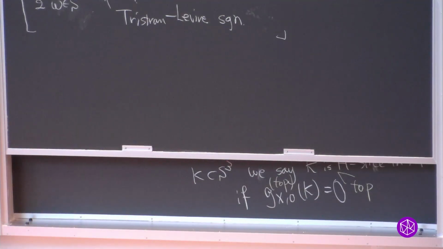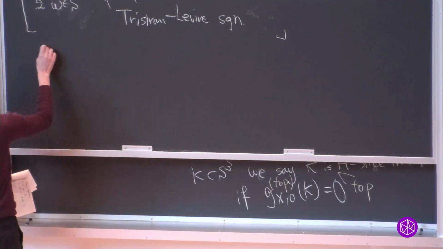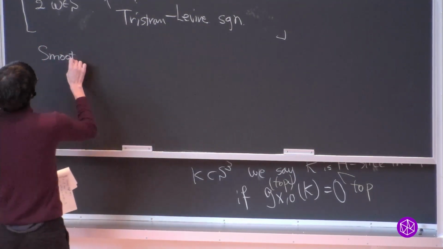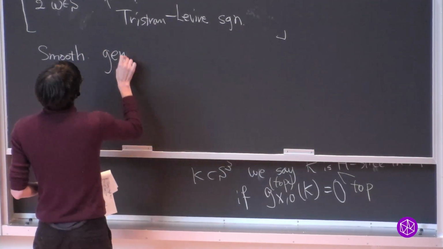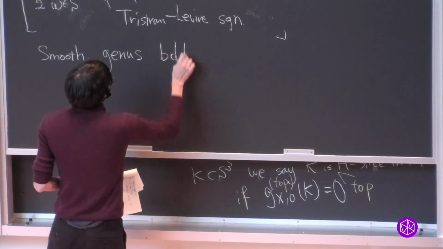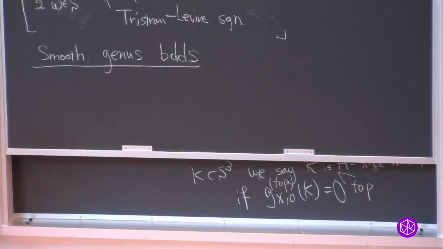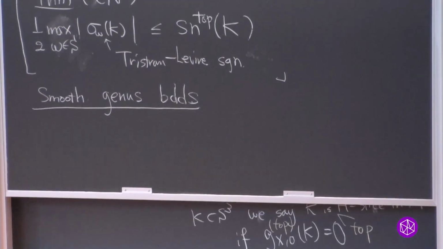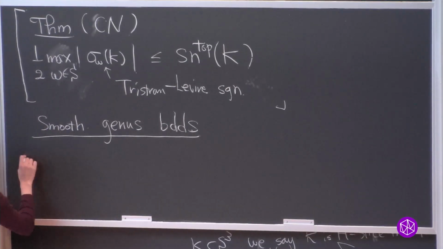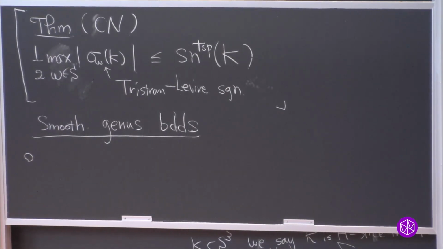Let me review several known smooth genus bounds. Mainly there are two main studies for genus bounds, and one is for definite manifolds.